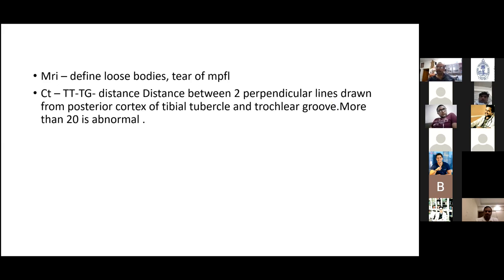No. A patient has come with the first dislocation. Will you operate? You can operate. What are the indications for that? If there is any osteochondral fragment in the patellofemoral joint, we can suggest arthroscopic removal of the fragment. What else will you do?